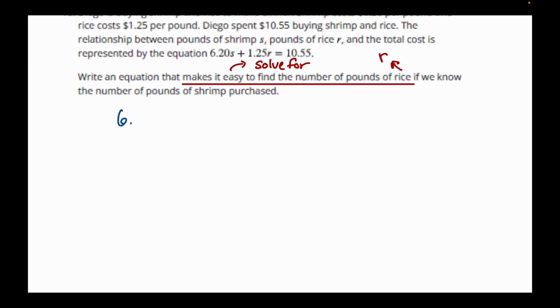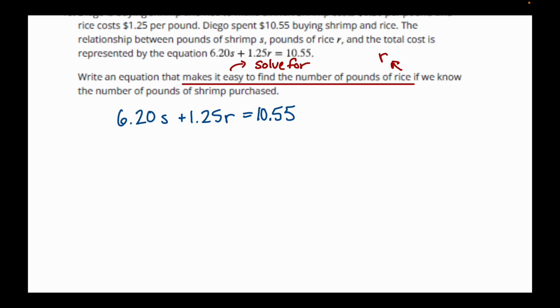So 6.20 S plus 1.25 R equals 10.55. Well, the first thing I see here is that I have a bunch of decimals all over the place because I'm using dollars and cents. What I prefer to do, and if you don't prefer to do it, you don't really have to, you can leave everything here with decimals and just subtract these, but I prefer to work with whole numbers.